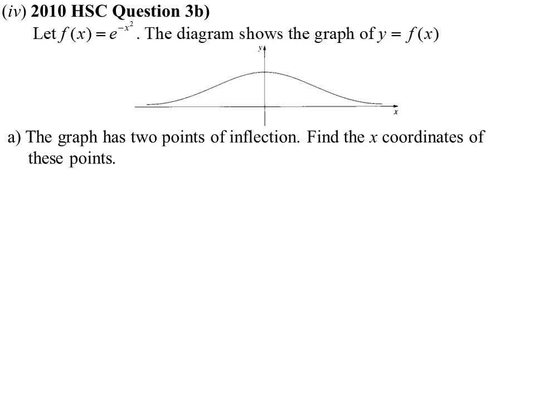Let's have a look at this old HSC question. Here's the function e to the minus x squared. The graph has 2 points of inflection. We haven't really talked that much about inflections at this stage, but that's basically where it changes concavity. Changes from concave up to concave down, or vice versa. Twists is another way of thinking about it.